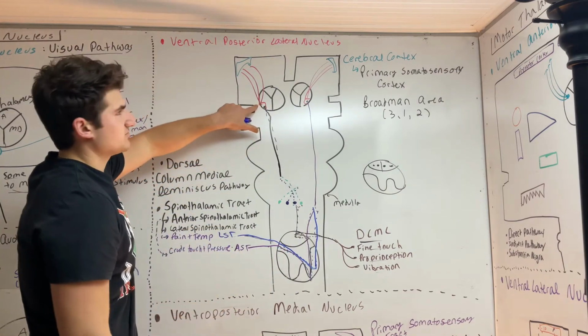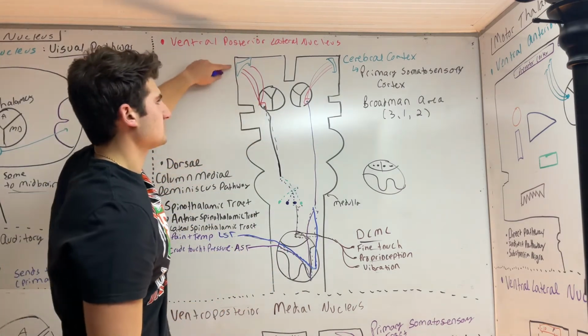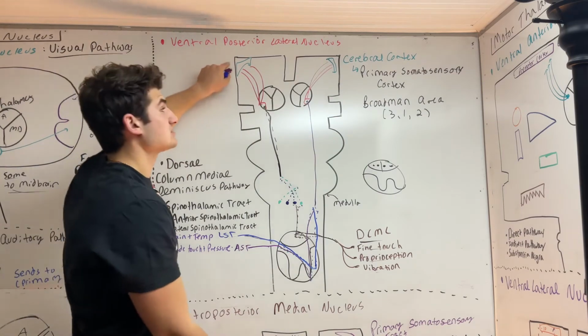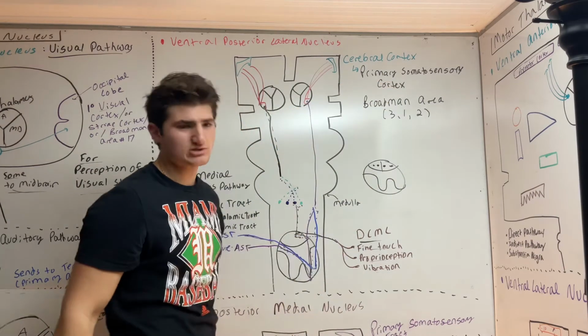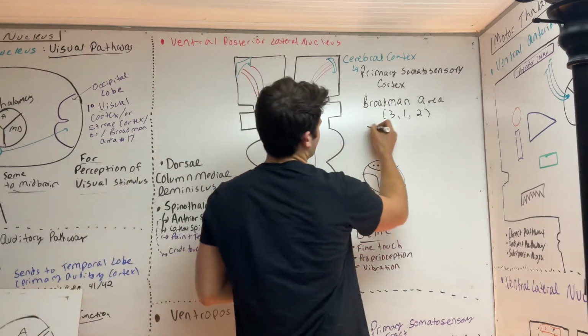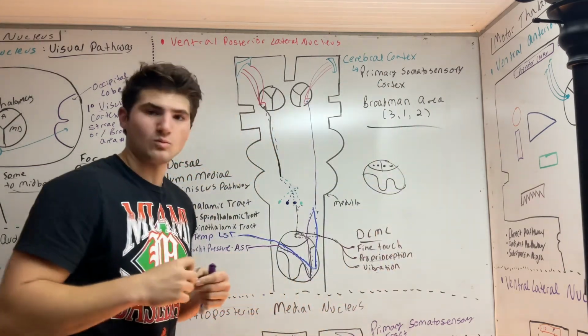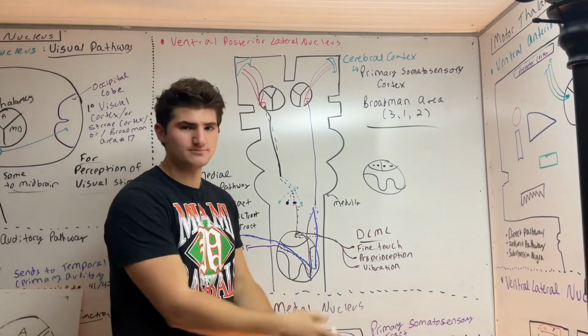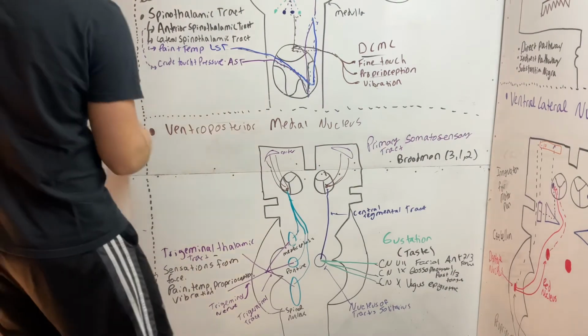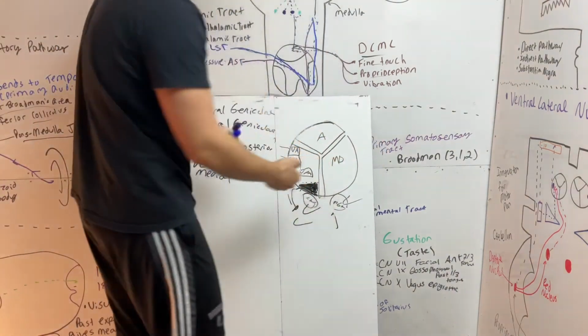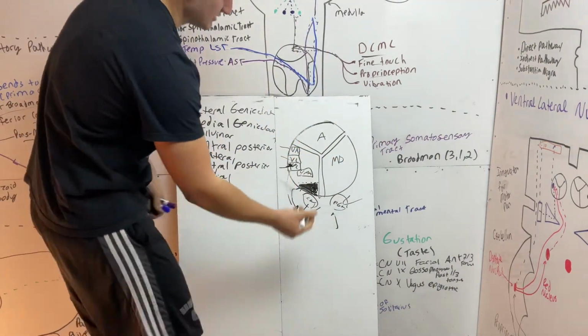They're going to go to the ventral posterior lateral nucleus, which is then going to go to the cerebral cortex. And they're going to go to where? Mainly the primary somatosensory cortex, Brodmann's area 3, 1, and 2. Cool. One more pathway for sensory, and then we're done. Ventral posterior medial nucleus. I just realized I've cut this part out in the last one. I'm sorry. We'll do it real quick.